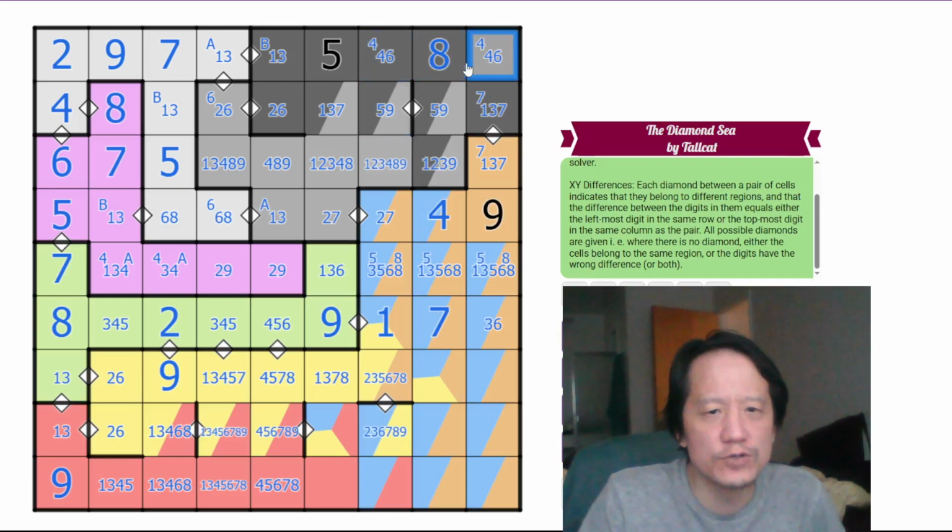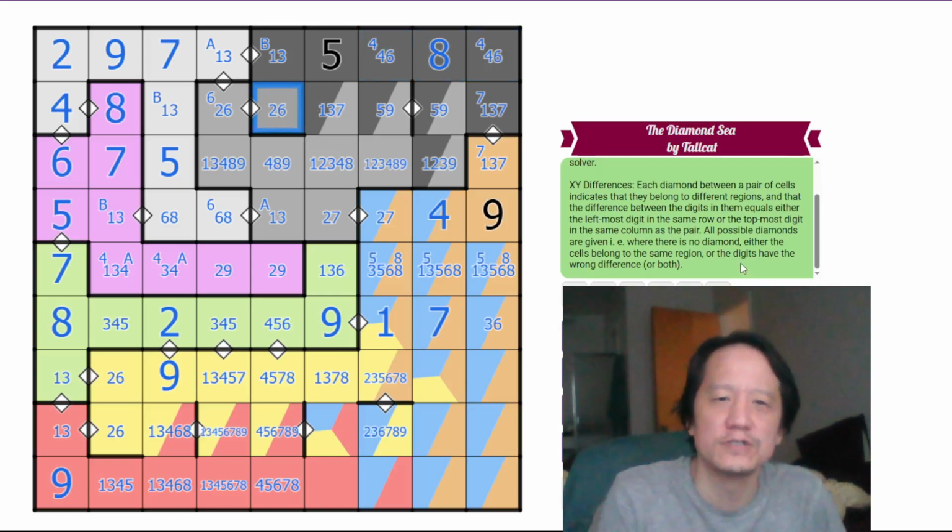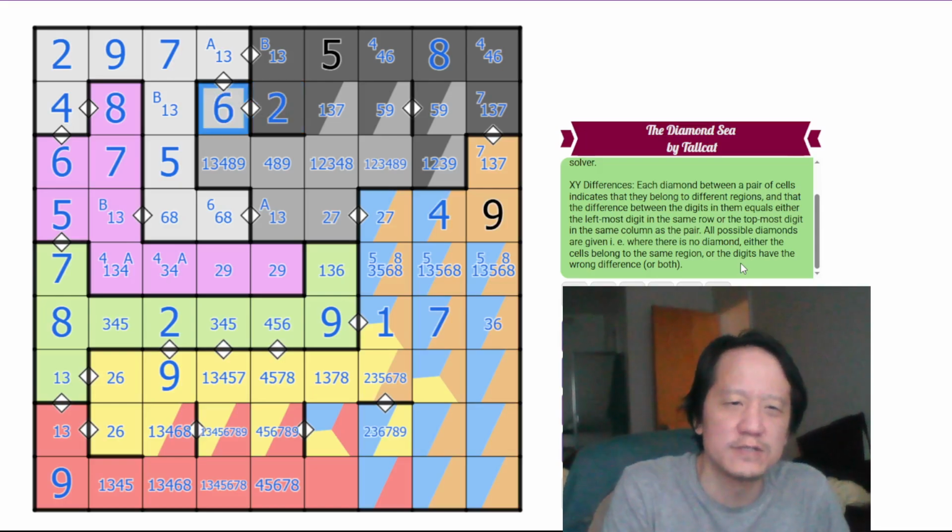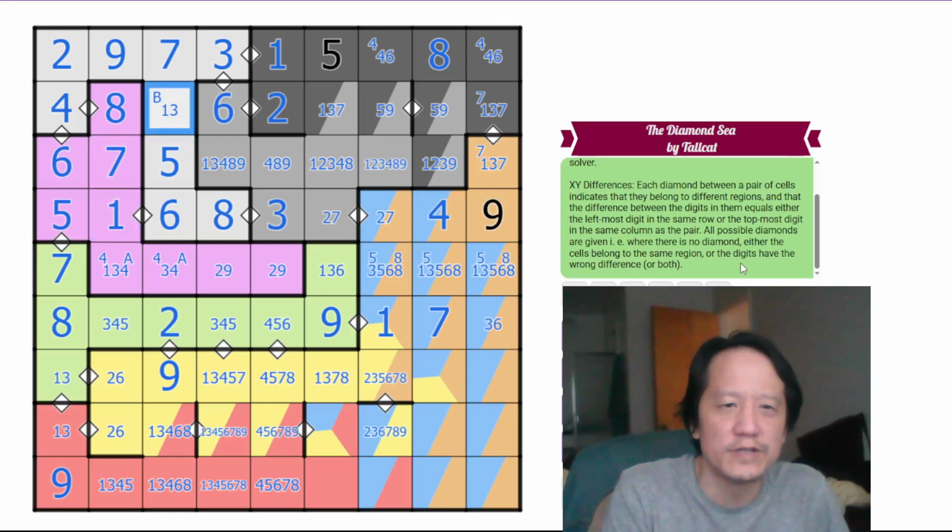So this is a 4-6 pair for the darks. That eliminates 4 and 6 in the dark region, so this can't be 6. This has to be a 2 then, which makes this 6. That means this is 3 to be in a 1-2 ratio here. This must be 1. That forces this to be 3. This has to be 8. This is 6 and 1. This has to be 1.